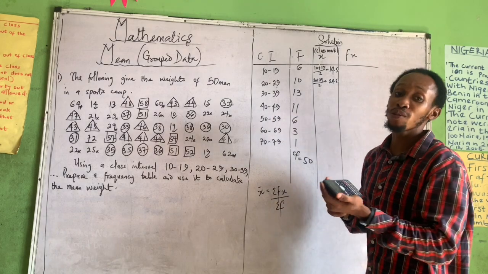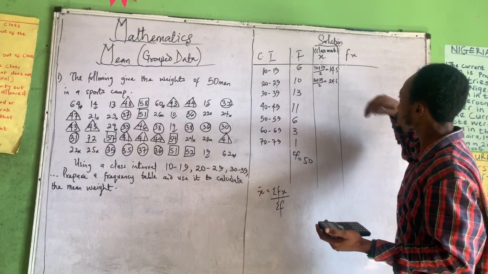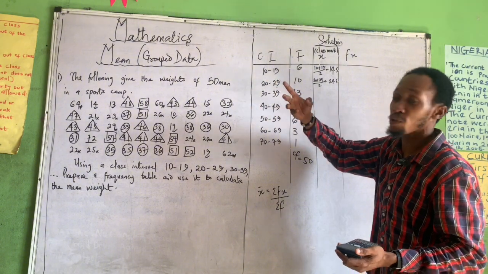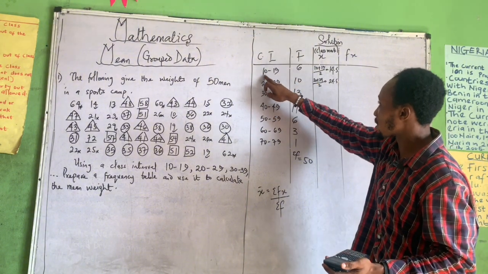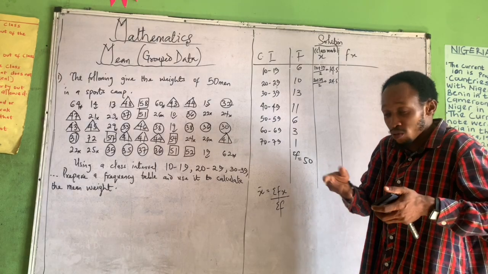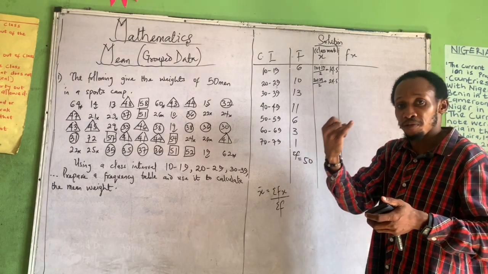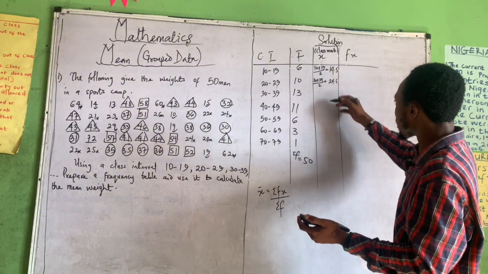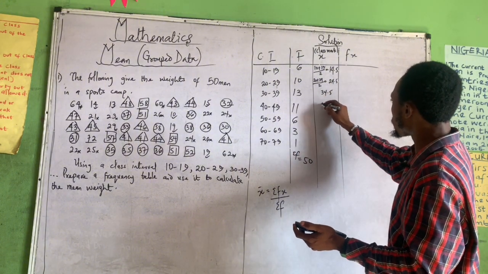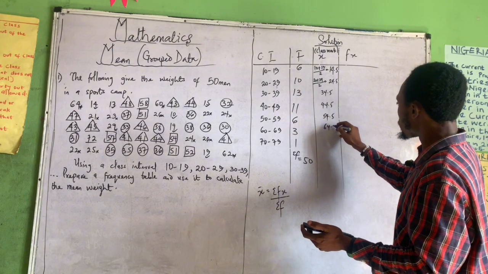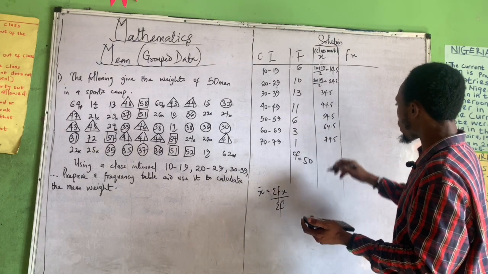Now, in order not to waste your time, since you have gotten the first one here, you can check your class interval. What is between them? We have 10, 10, 10. Between 10 to 19, it is 10. You count to 10 from 10 because 10 is inclusive: 10, 11, 12, 13, 14, 15, 16, 17, 18, 19. That will be 10. So it means that it is 10, 10, 10. So here will be 34.5, 44.5, 54.5, 64.5, and 74.5.